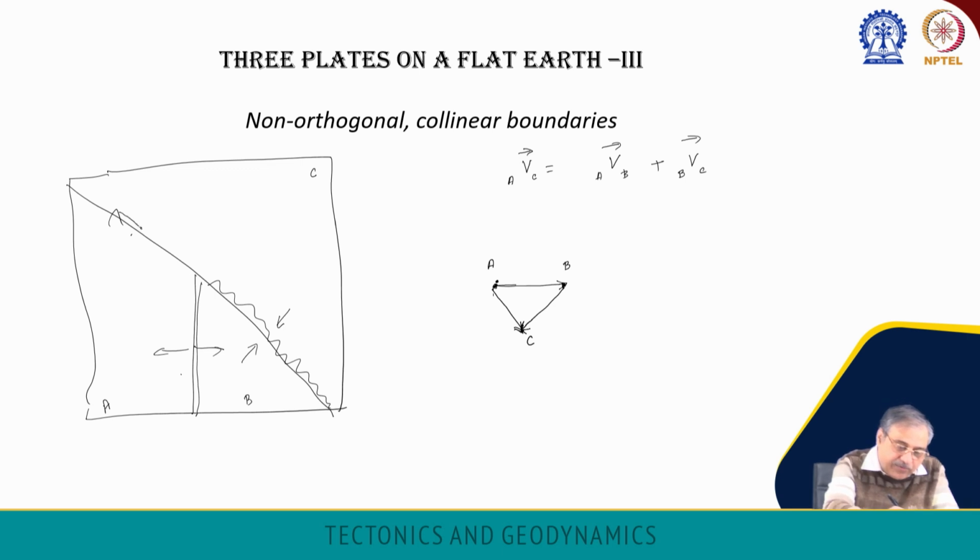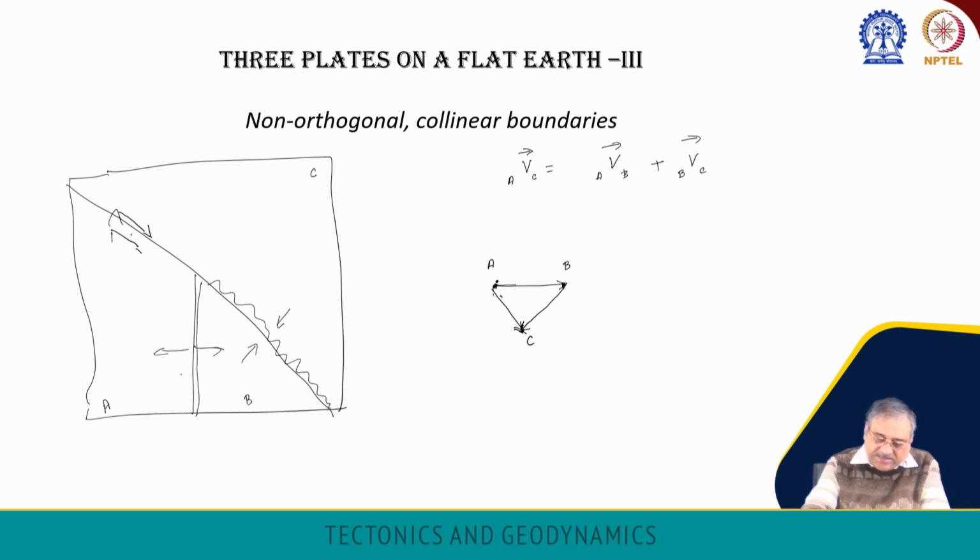So you would see this moving to plate C this way. And obviously that means that plate A would be moving this way with respect to plate C. So plate C appears to be moving southeastwards with respect to plate A. Plate A appears to be moving northwards with respect to plate C.